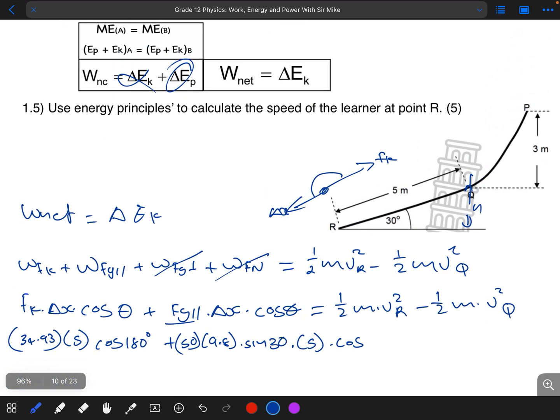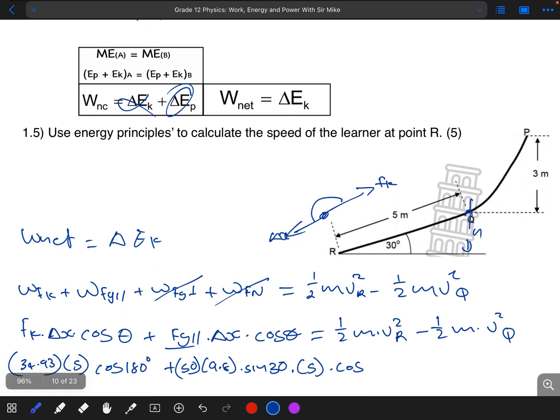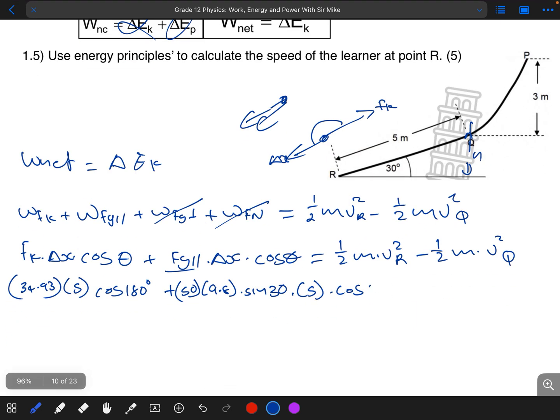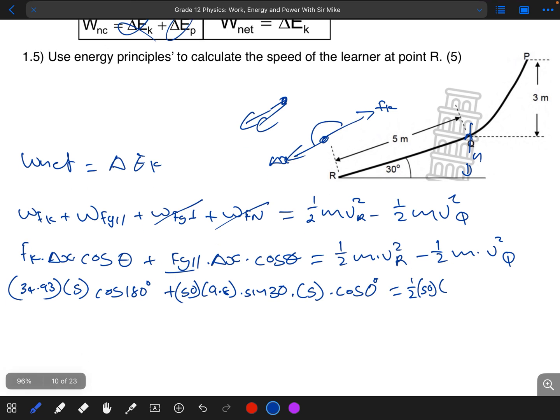Remember that in this case our Fg parallel is actually in the same direction as our displacement. So the angle between them would simply be 0. So you say this equals a half multiplied by the mass, which is 50, multiplied by the speed at point R, which is what we want.